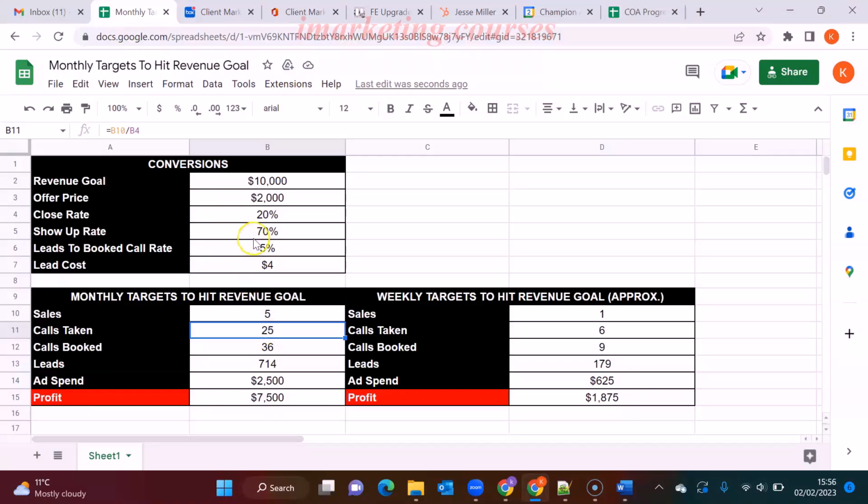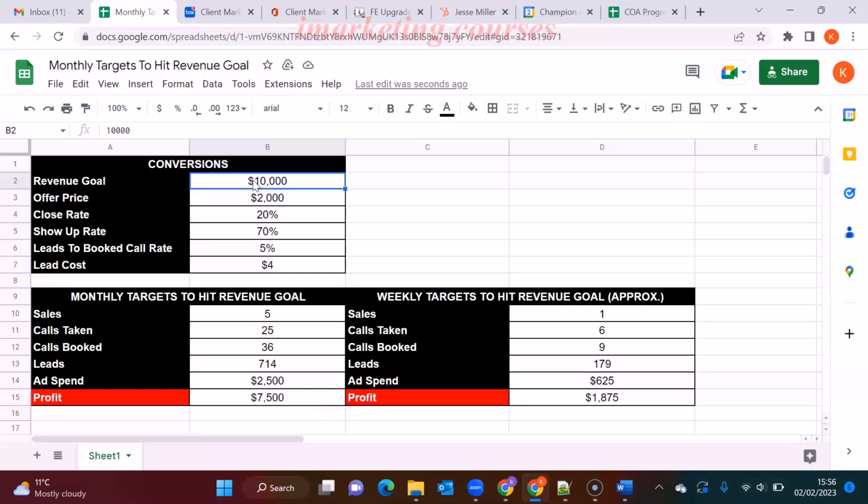Hey everyone, we've got a nice little nifty calculator here for you so that you can really start monitoring your monthly targets to hit your revenue goal. Okay, now how does this thing work? Of course, we all predominantly, especially for those starting, want to be hitting that 10K goal mark.